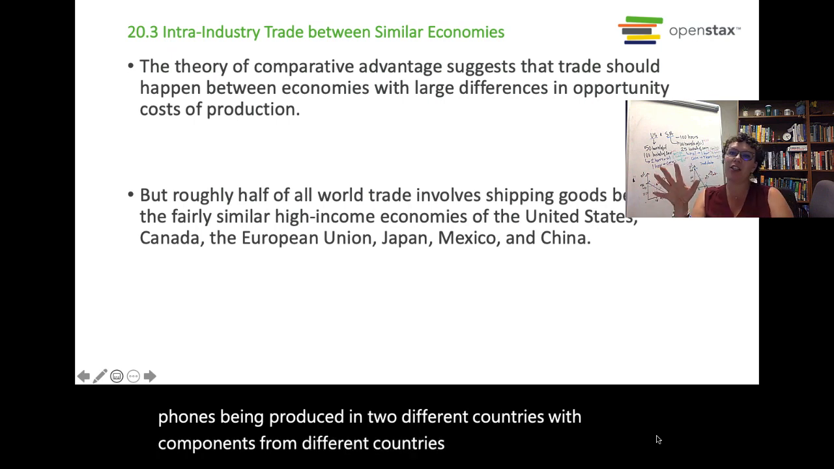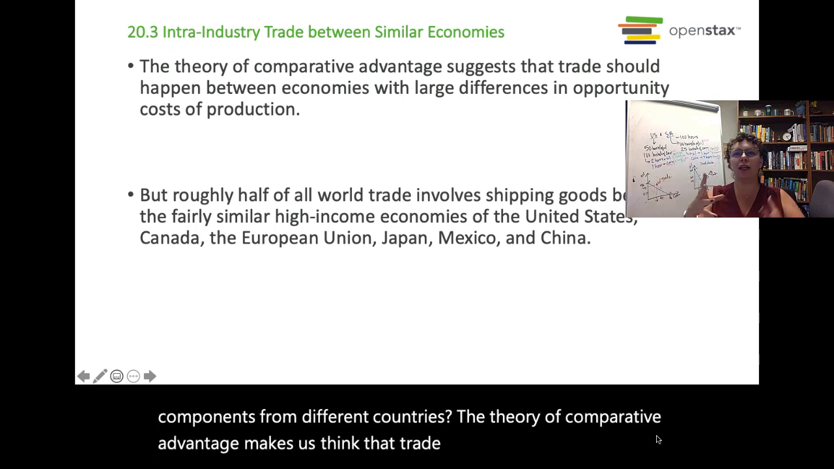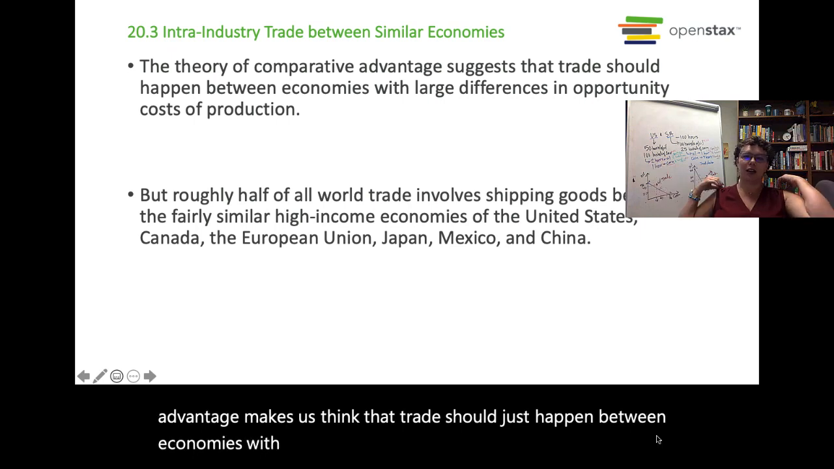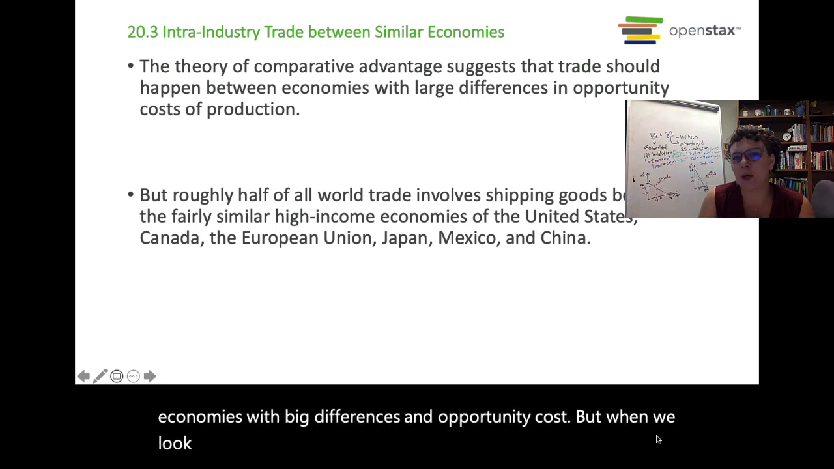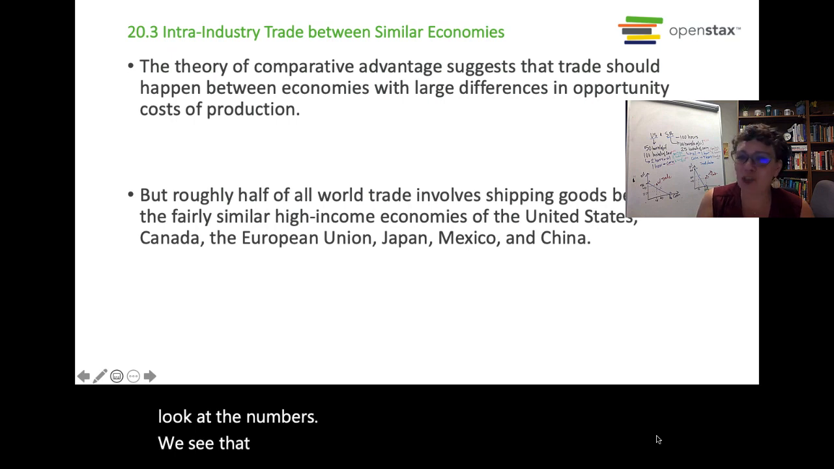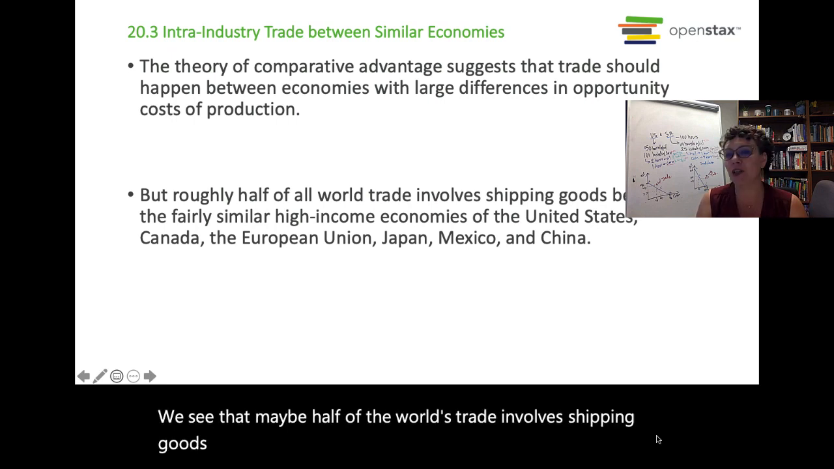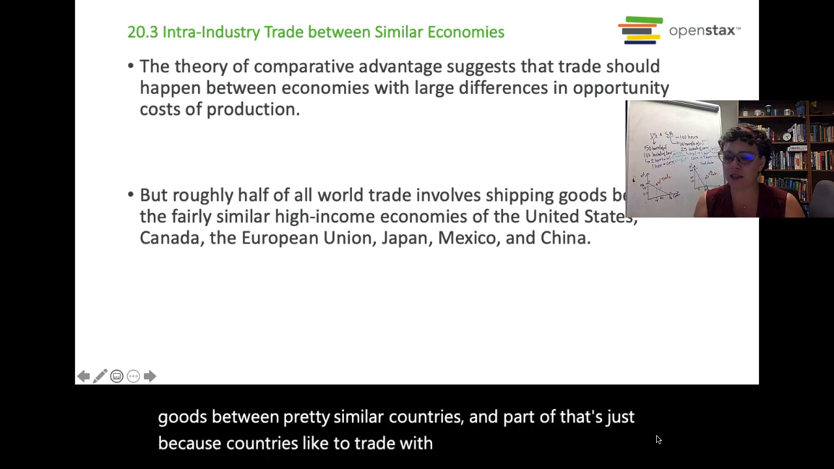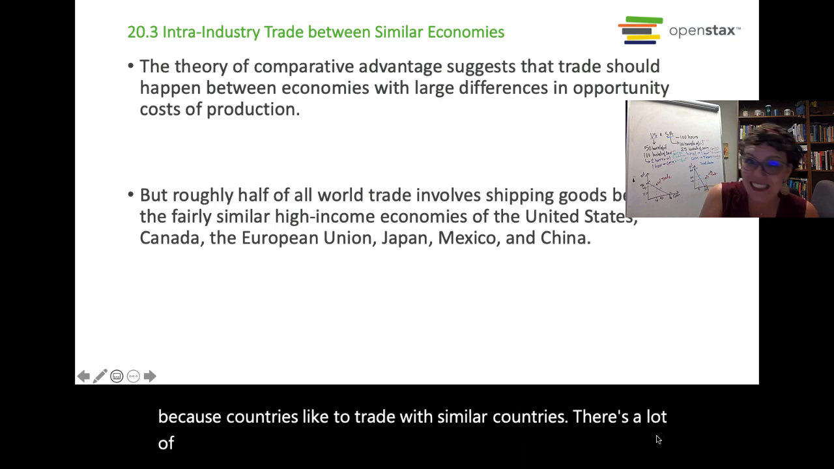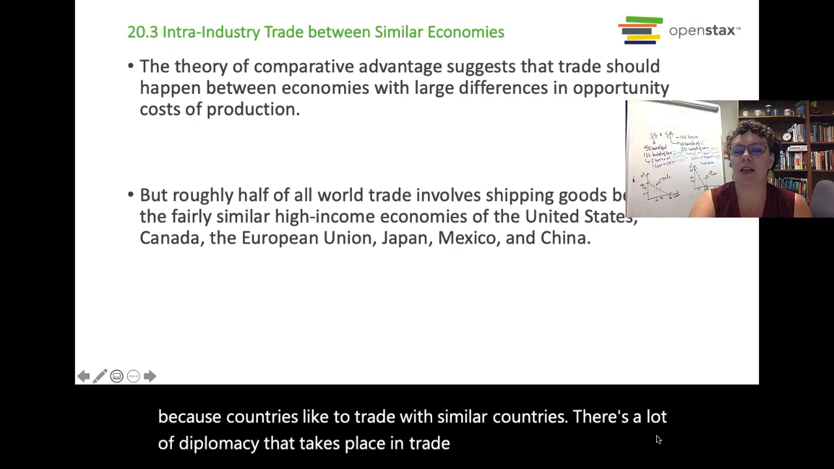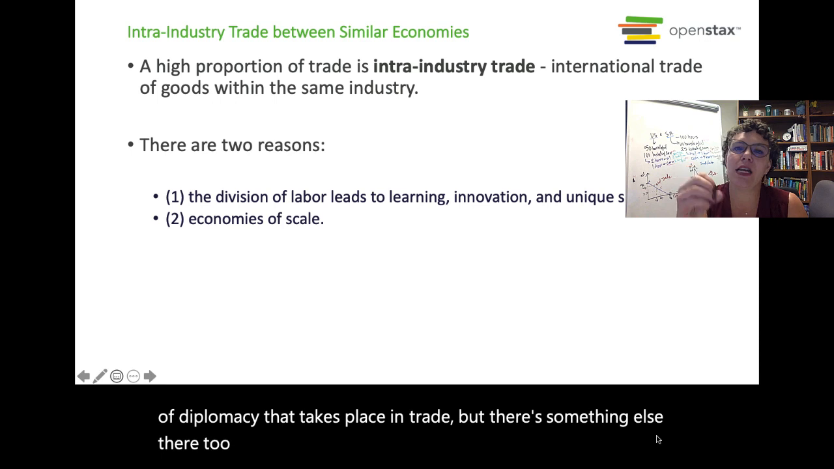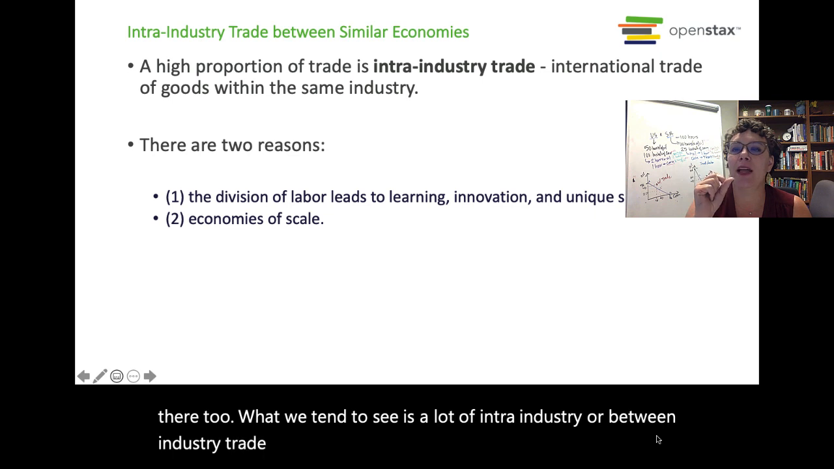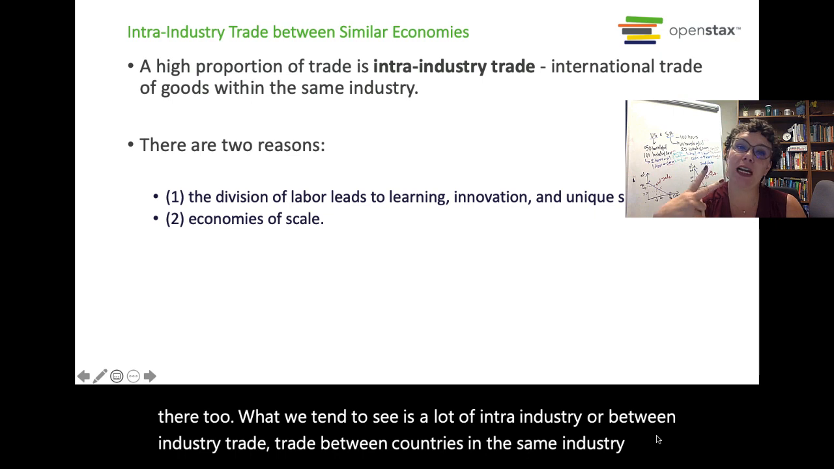The theory of comparative advantage makes us think that trade should just happen between economies with big differences in opportunity cost. But when we look at the numbers, we see that maybe half of the world's trade involves shipping goods between pretty similar countries. Part of that's just because countries like to trade with similar countries. There's a lot of diplomacy that takes place in trade, but there's something else there too. What we tend to see is a lot of intra-industry trade, trade between countries in the same industry. And that comes from 2 big ideas.